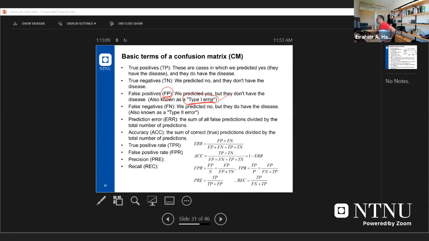False negative, this is the problem. False negative, we predict no, but he is positive, he is yes. We call it type 2 error. This is a very dangerous one.